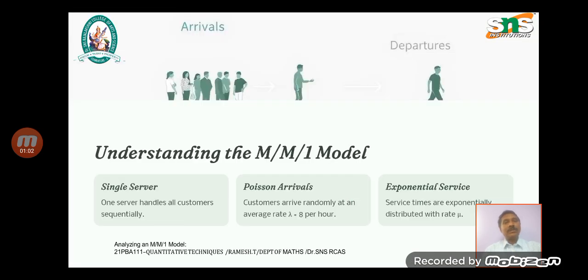First, what's the meaning of single server? Single server means one server handles all customers sequentially. The next, what is Poisson arrival? Customers arrive randomly at an average rate lambda that is equal to 8 per hour. What is exponential service? The service times are exponentially distributed with rate mu.